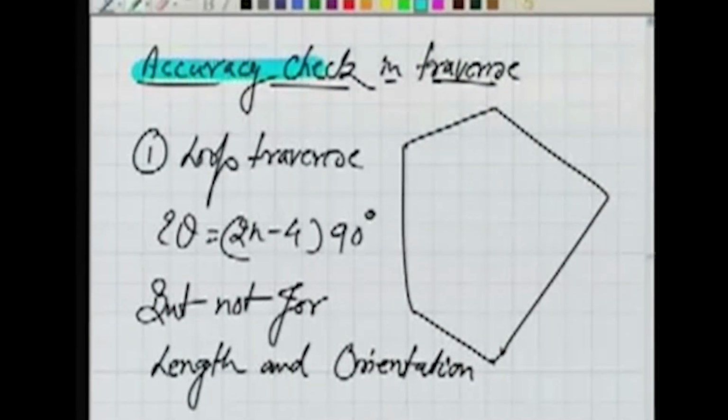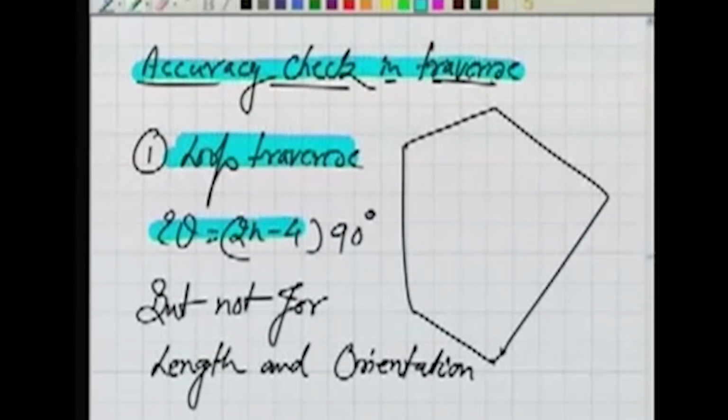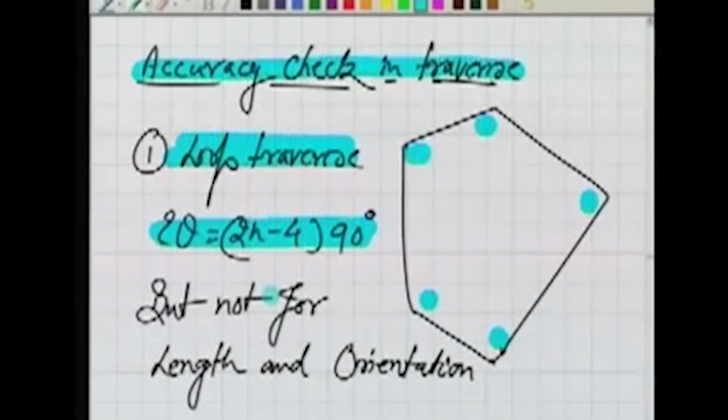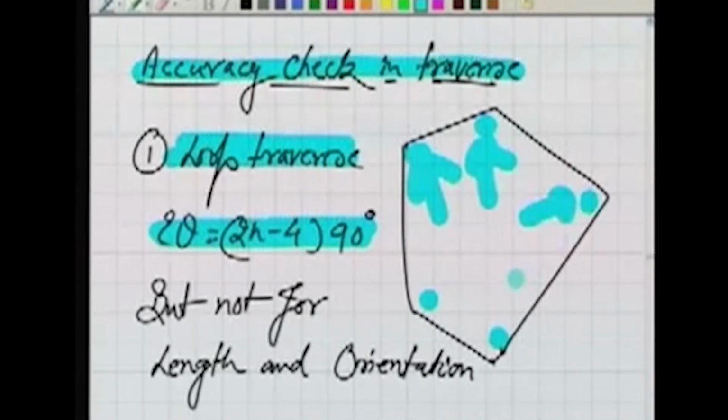Now, how to check the accuracy in a traverse? If it is a loop traverse, one method which we know is we can sum up all the internal angles and check whether this sum is equal to (2n minus 4) into 90, where n is the number of sides. If it is so, we are sure that the internal angles which have been measured are done correctly.